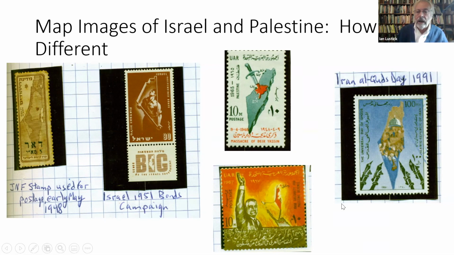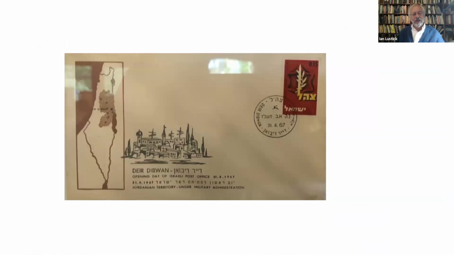Now, for my last slide, I want to show you a first day cover that I picked up. This is a very unusual, I would say it's a collector's item, I guess, because it's from August 31st, 1967. It's just a couple months after the 1967 war, also called the Six-Day War, in which Israel occupied the West Bank, Gaza, and the Golan Heights. It's still under its domination, I would say, all those territories, the West Bank, Gaza, although Gaza is also ruled by Hamas, and the Golan.